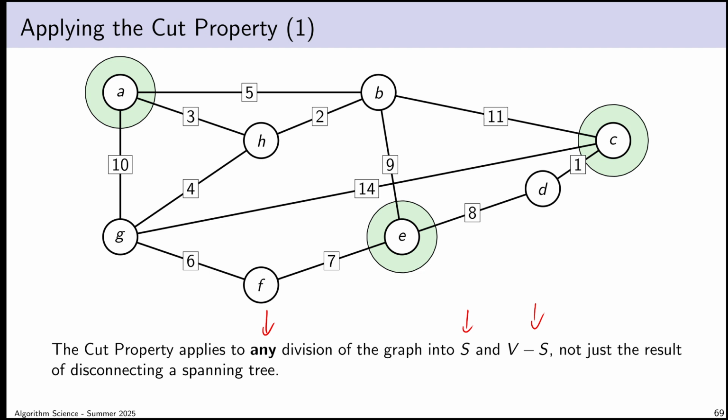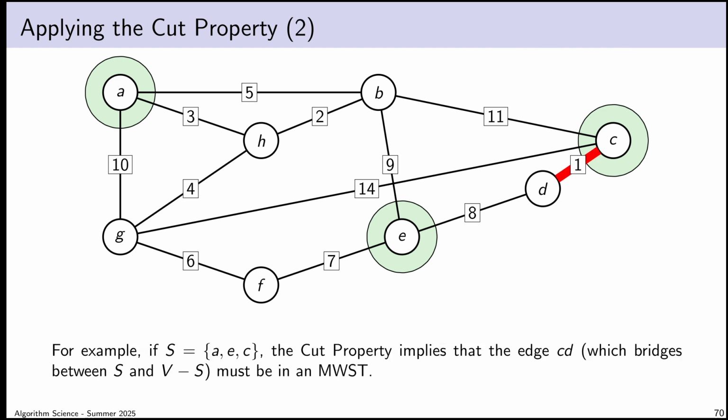So for example, I could have my set S just be, let's see, A, E, and C. They could just be these three vertices here. And if S is equal to A, E, and C, and I go looking for the minimum weight edge that bridges between S, which is these three vertices, and the outside world, it's going to be the edge CD. And as we know, the edge CD is the lowest weight edge in the entire graph, and it turns out that it was in the minimum weight spanning tree that we found.